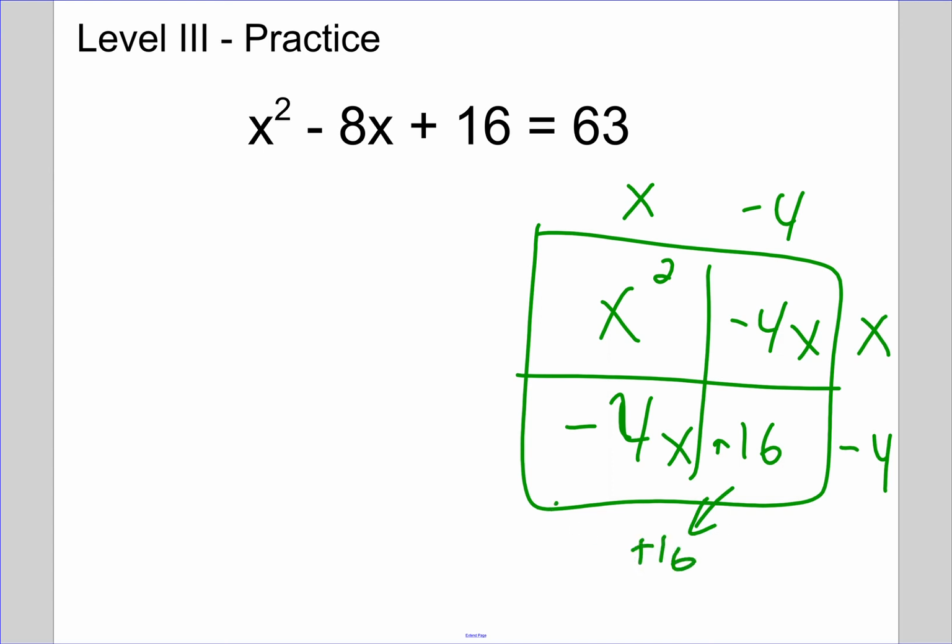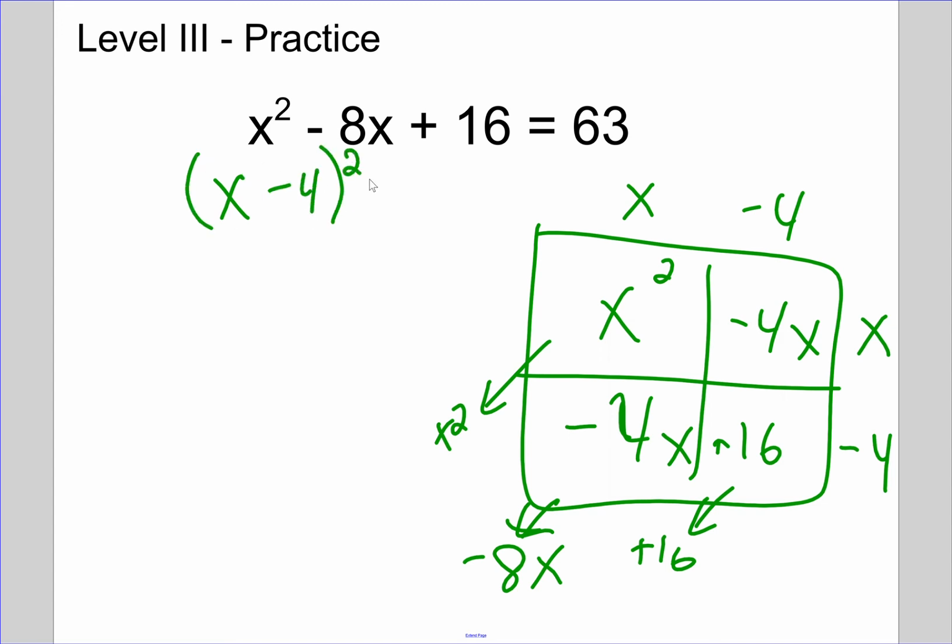Plus 16, minus 8x, x squared. So this gives us all the terms that we want. So yes, we do have a perfect square. So again, we can rewrite this as, sorry, not x squared, x minus 4 quantity squared, and that's going to be equal to 63. From here, the method that we take to finish it is all relative, but we can finish it by taking the square root.